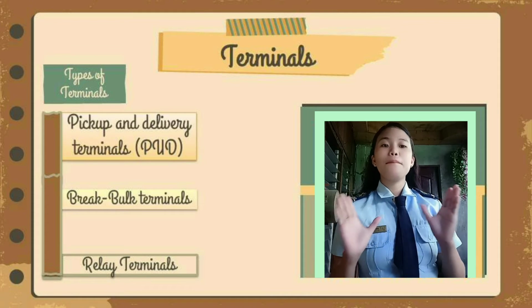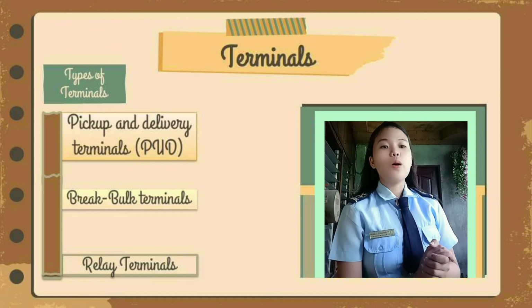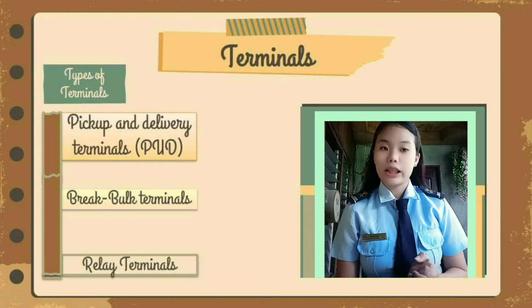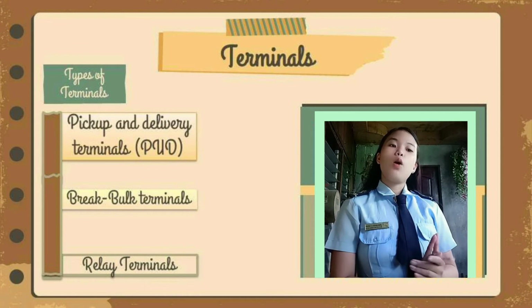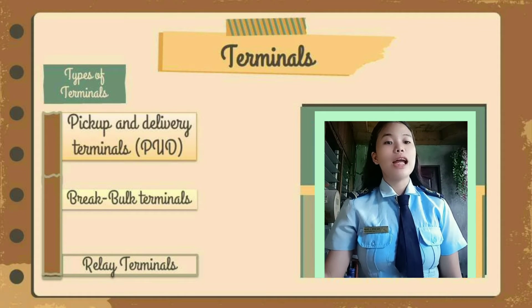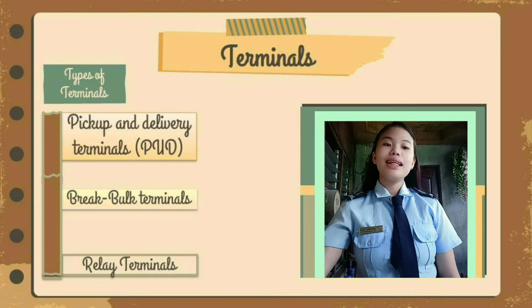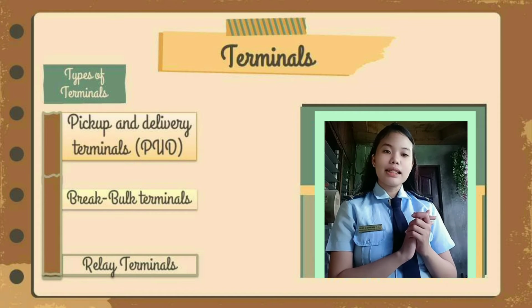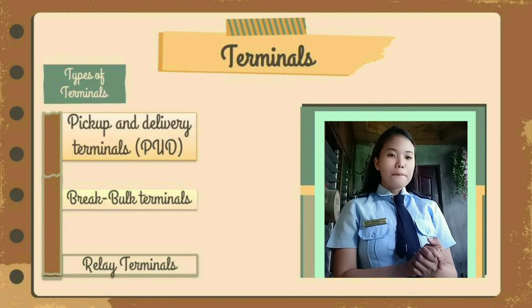When we say pickup and delivery, it is also called a satellite or end-of-the-line terminal. It serves a local area and provides direct contact with both shippers and receivers, providing pickup and delivery of freight on pedal runs. Next is breakbulk.